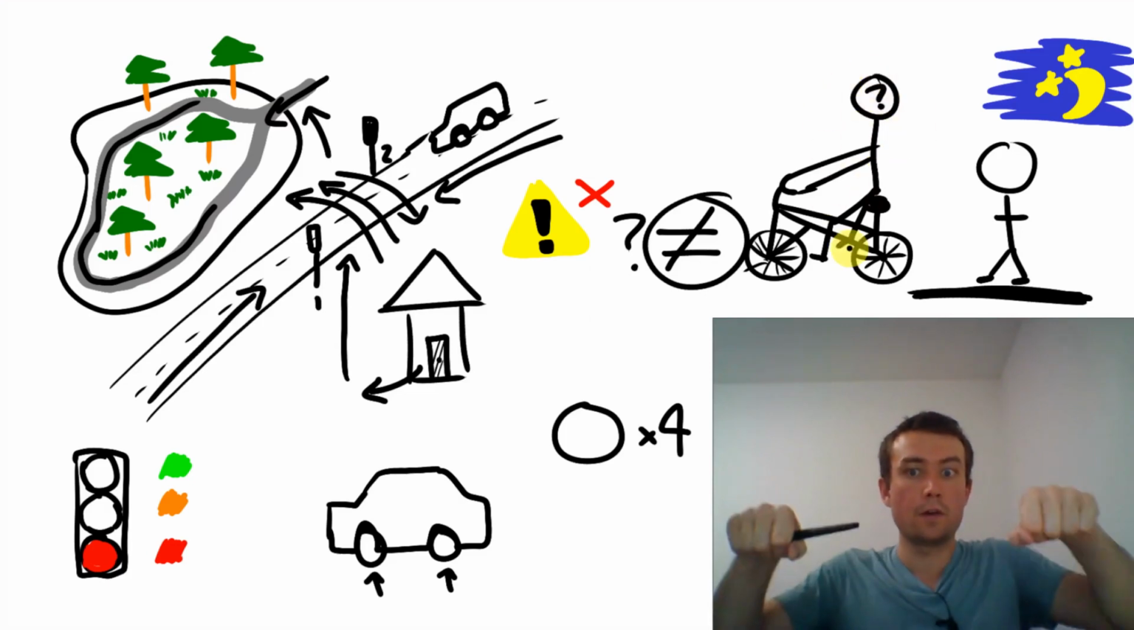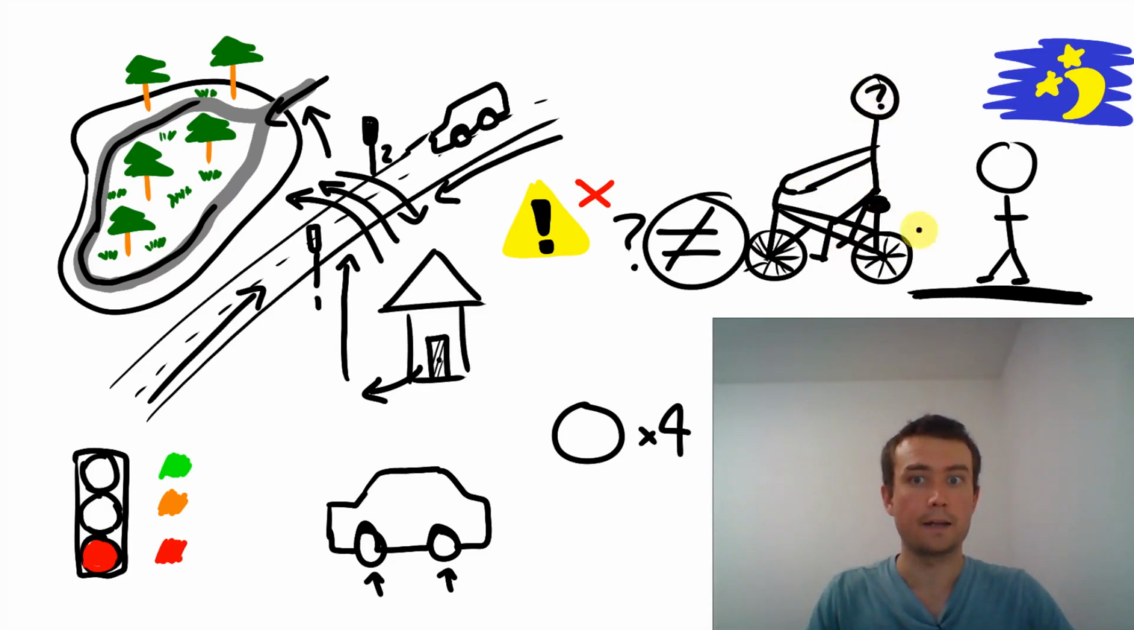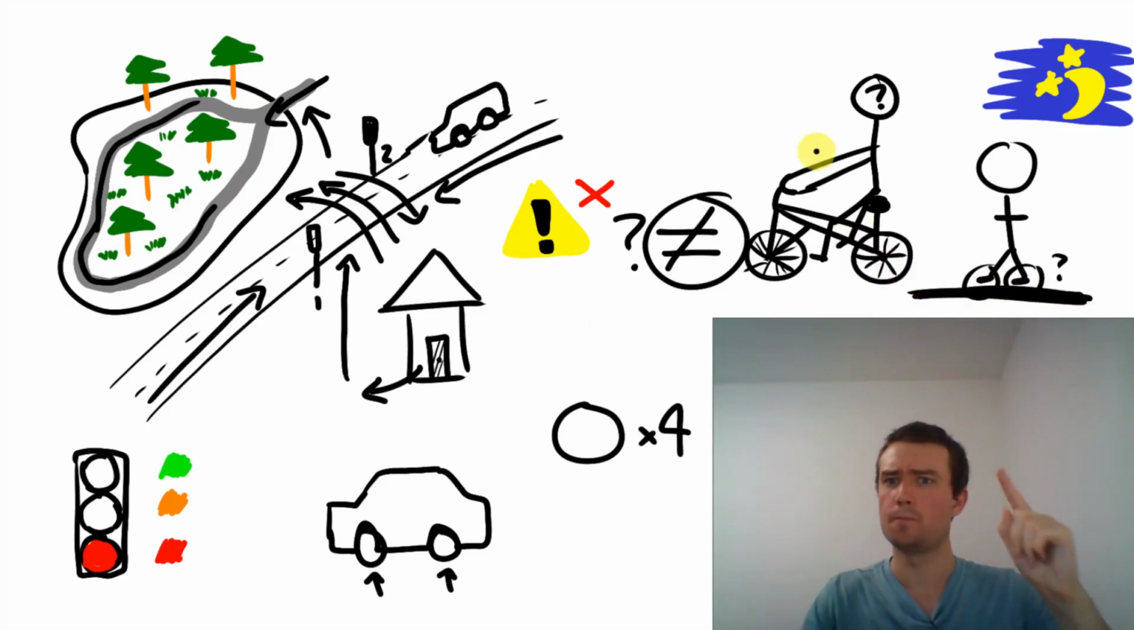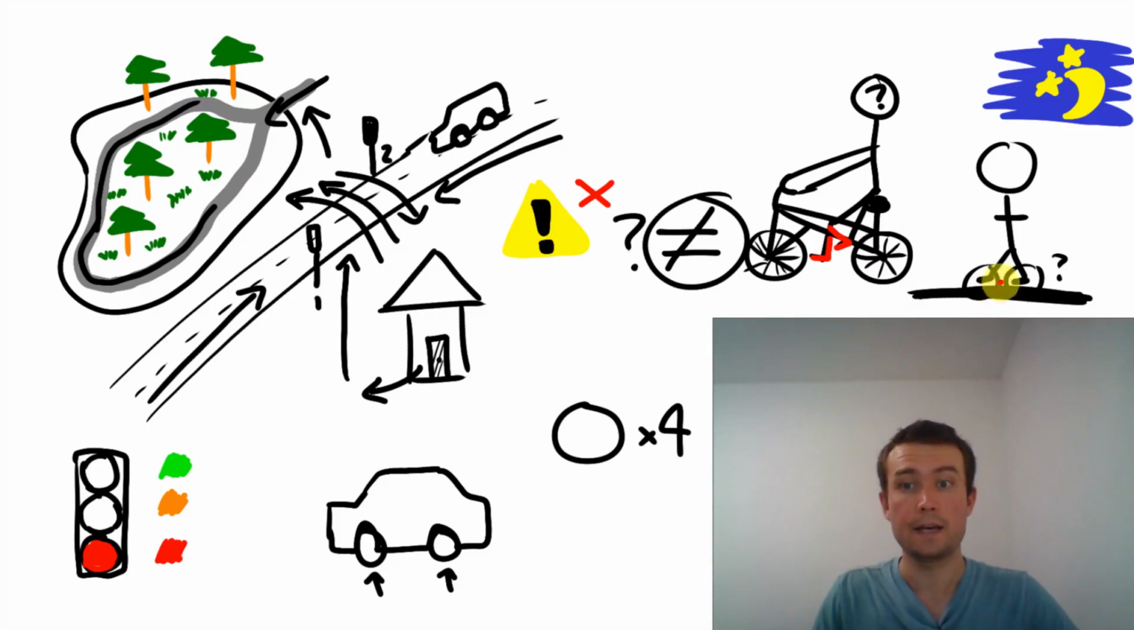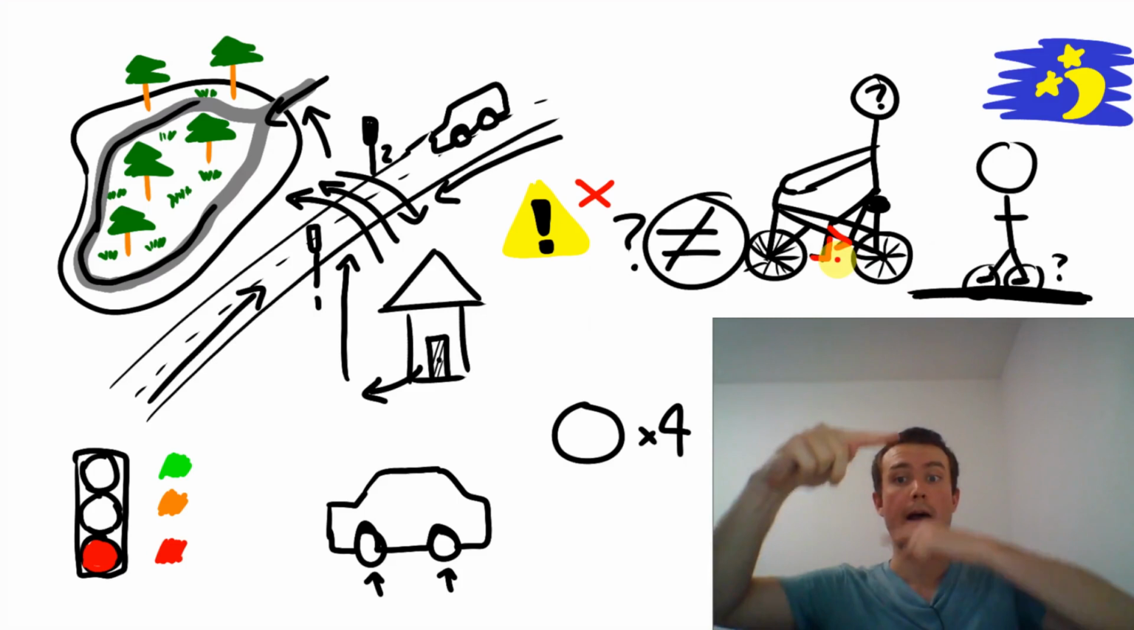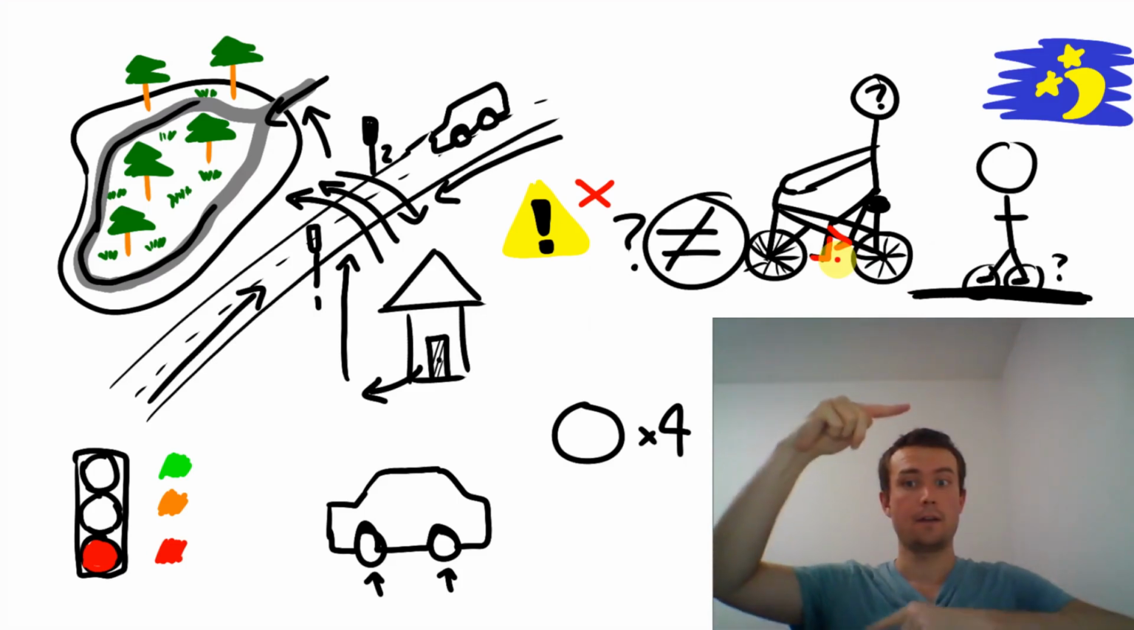The person riding the bike. Are their feet also on the ground? No. Their feet aren't on the ground. Their feet are on the pedals, the bike's pedals. The pedals go round and round.